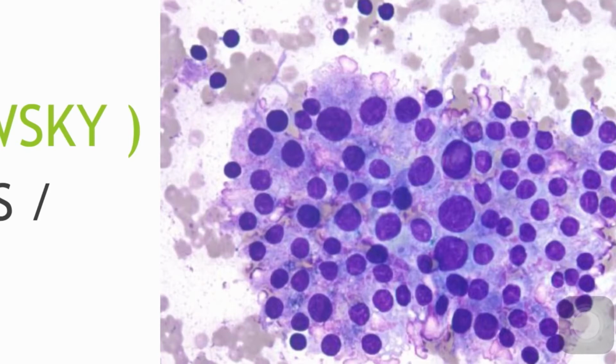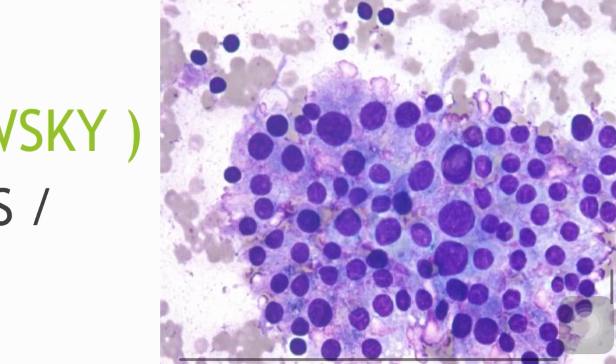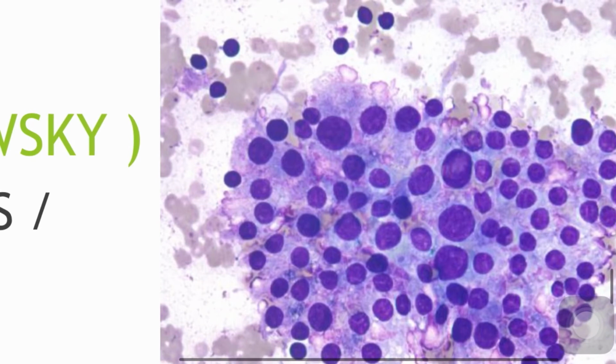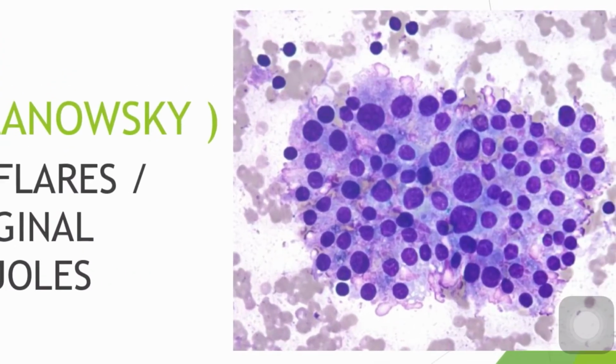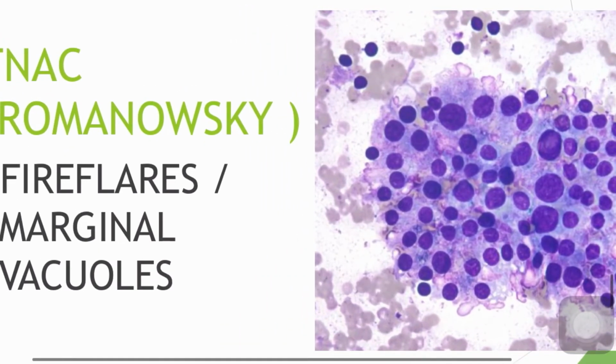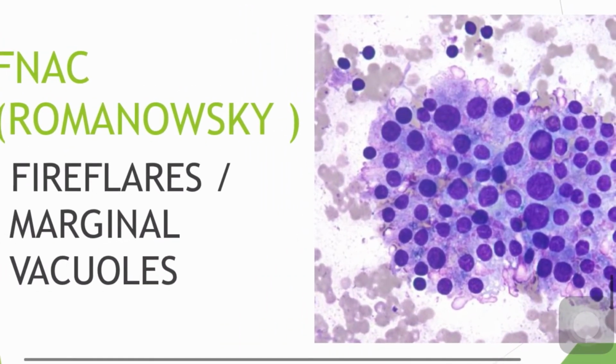You can see these purple color follicular cells, and around these there are some pink color vacuoles present in the margins. So these pink color vacuoles look like there is some fire spreading, and that's why these are also called the fire flare appearance. And since these are present in the margin, these are called the marginal vacuoles. So this is an FNAC picture, and the stain used here is the Romanowsky stain.